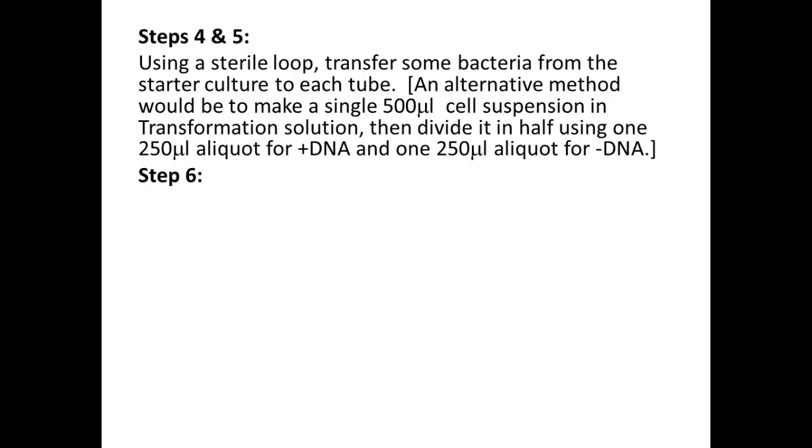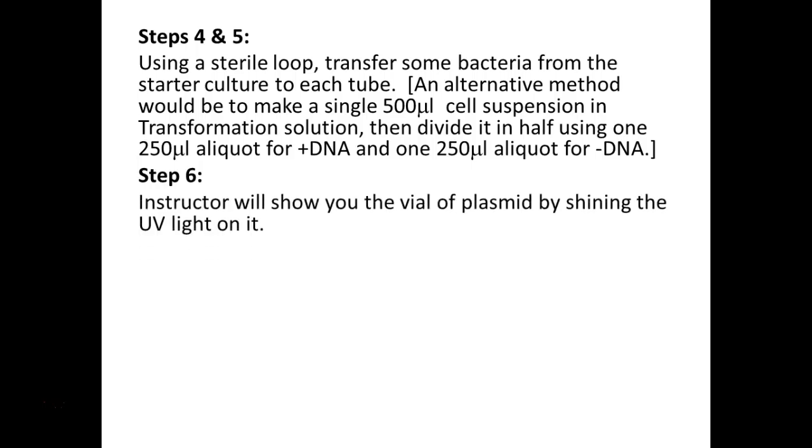We've already divided up the solution, but one of the things we could have done, and I may do with my other class or next semester, is we could have added the bacteria to one of the tubes and then split it into the two tubes so that we get a nice uniform amount of bacteria between the two tubes. But in this case, we're just going to use the same loop because there's no difference between these tubes at this point. Pick up a little bit of bacteria and put it into each one of those tubes. And we do this on ice.